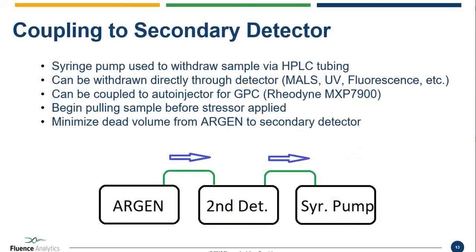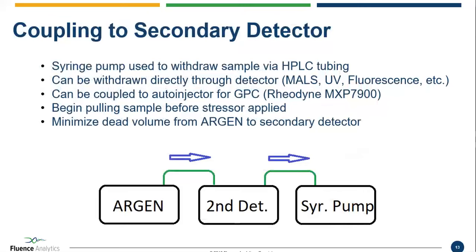So next I want to look at coupling the ARGEN to a secondary detector. And this can be used for a number of different things. Basically, the way we do this is we use a syringe pump at the end of the detector train to withdraw a sample through the detector, which is pulling directly from the ARGEN cell. And we couple these together just via HPLC tubing. For a secondary detector, examples would be multi-angle light scattering, UV, fluorescence, etc.